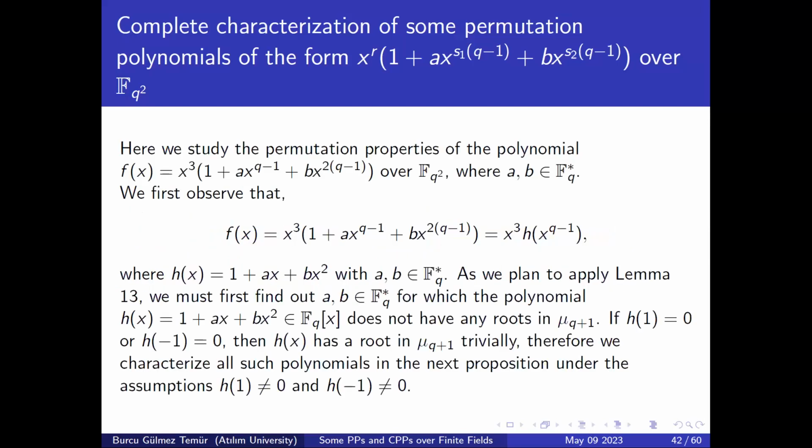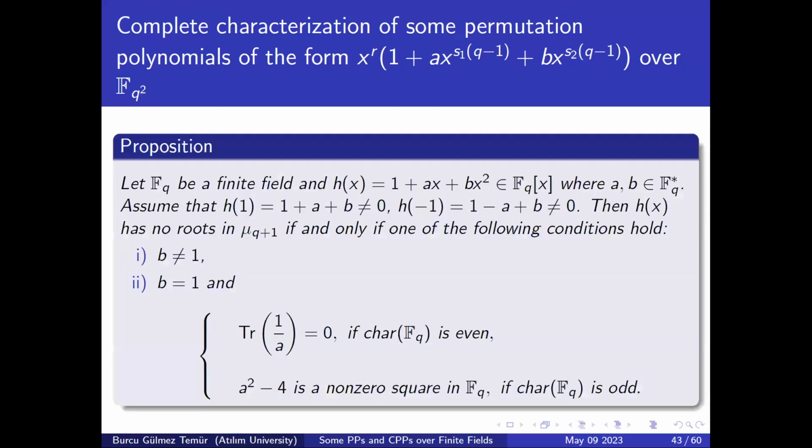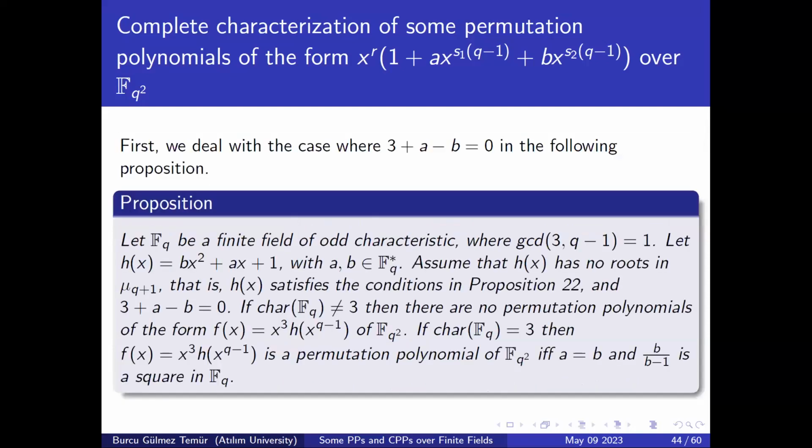And again, we first find out the conditions where h of x has a root or does not have a root. This is the first proposition. Here we found when h has no roots, if and only if b is not 1 or b is 1, and we have two cases when characteristic is even and odd. Then, using the same curve idea, looking for the FQ rational points, again we have two cases: 3 plus a minus b must be 0 or non-zero.